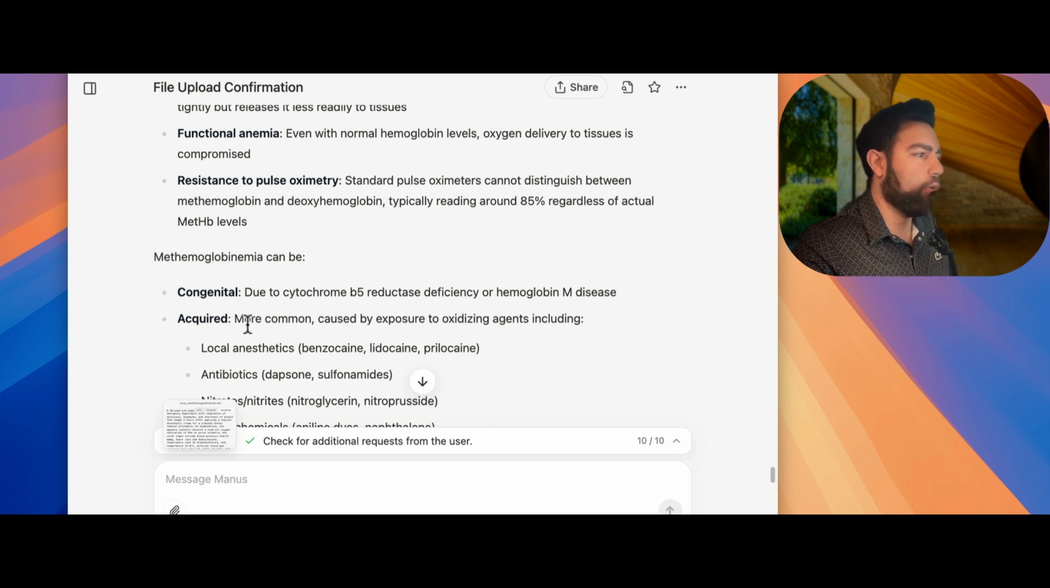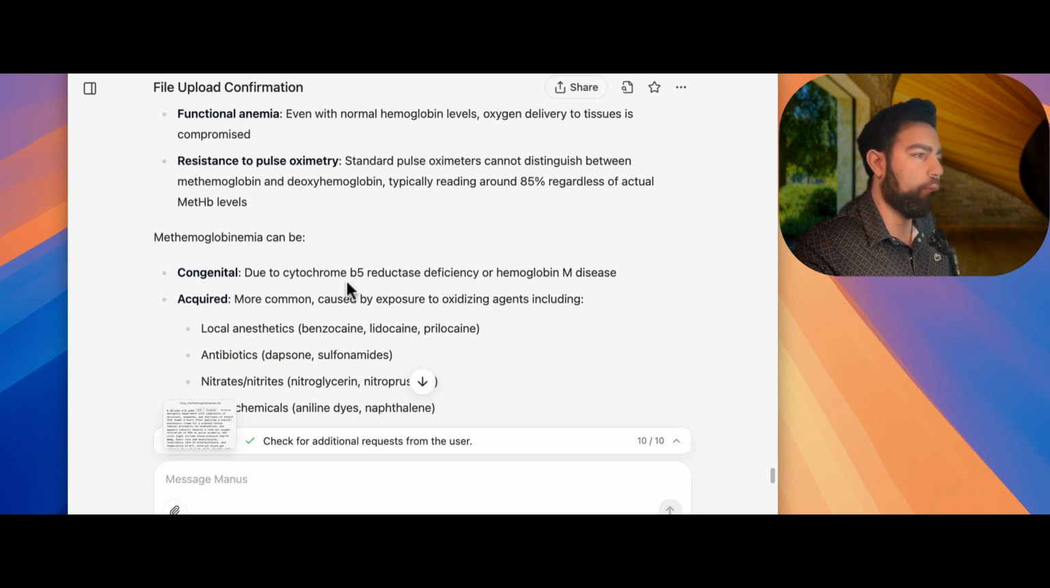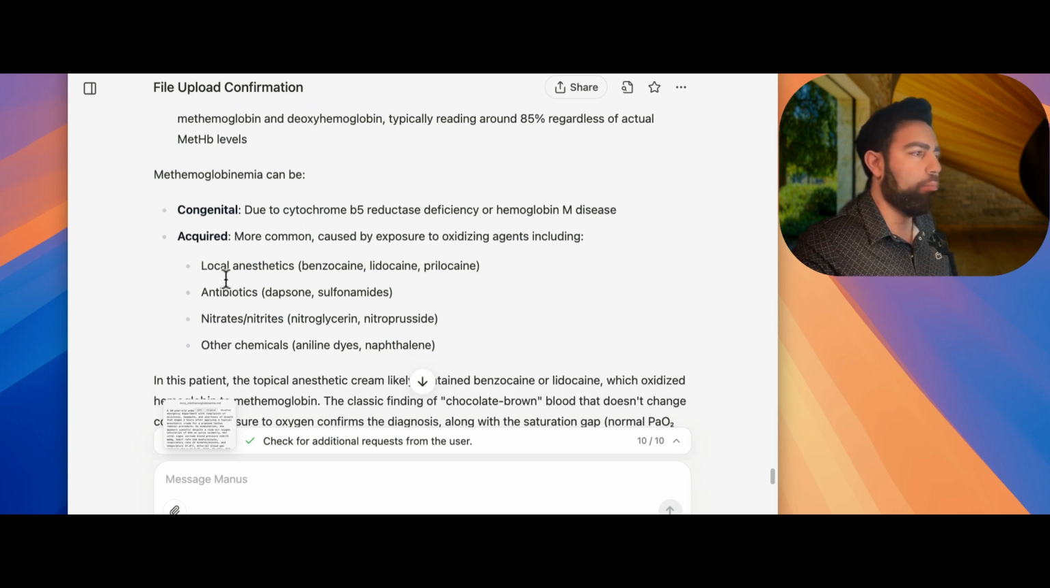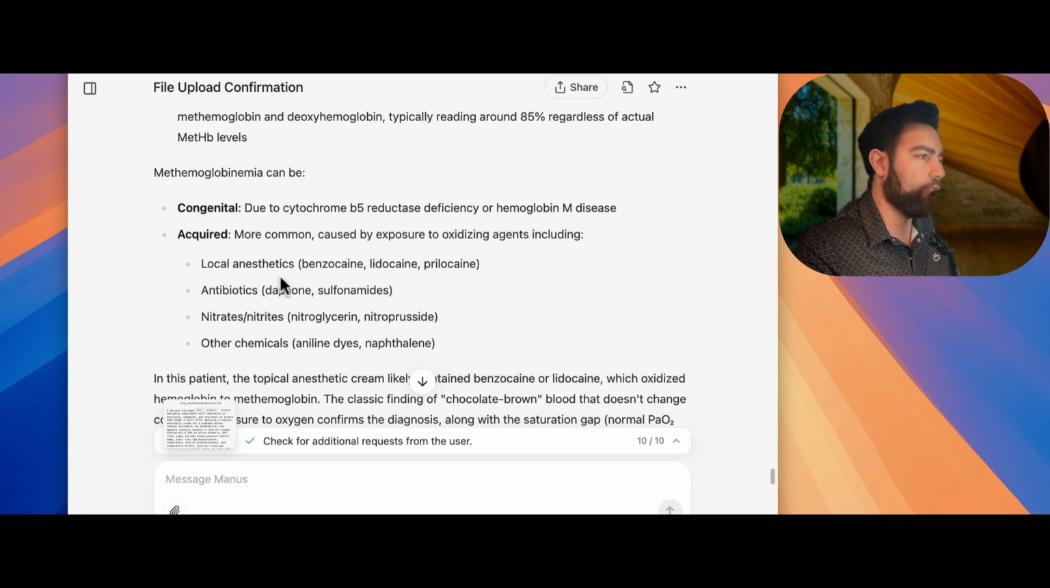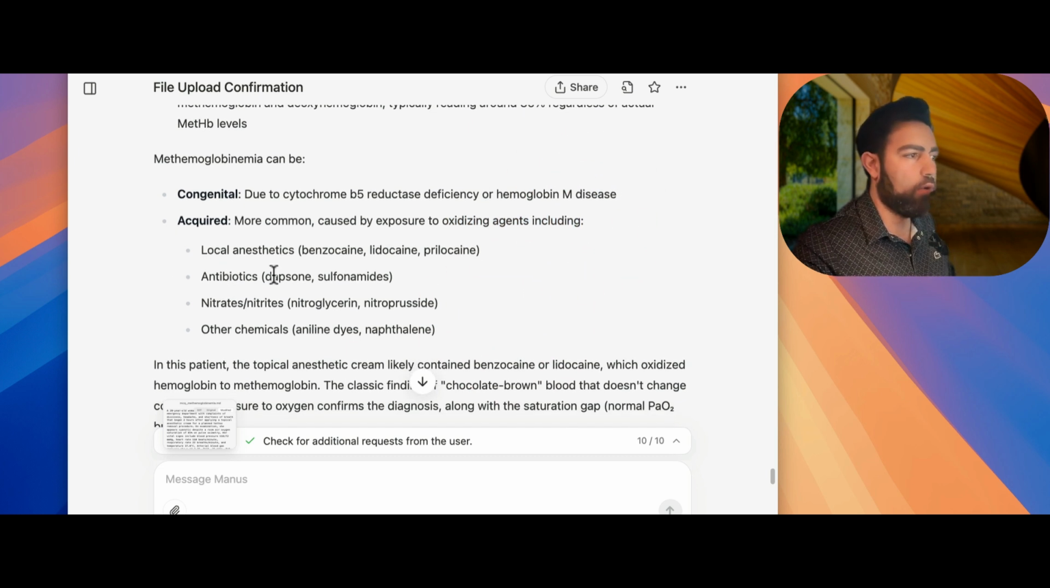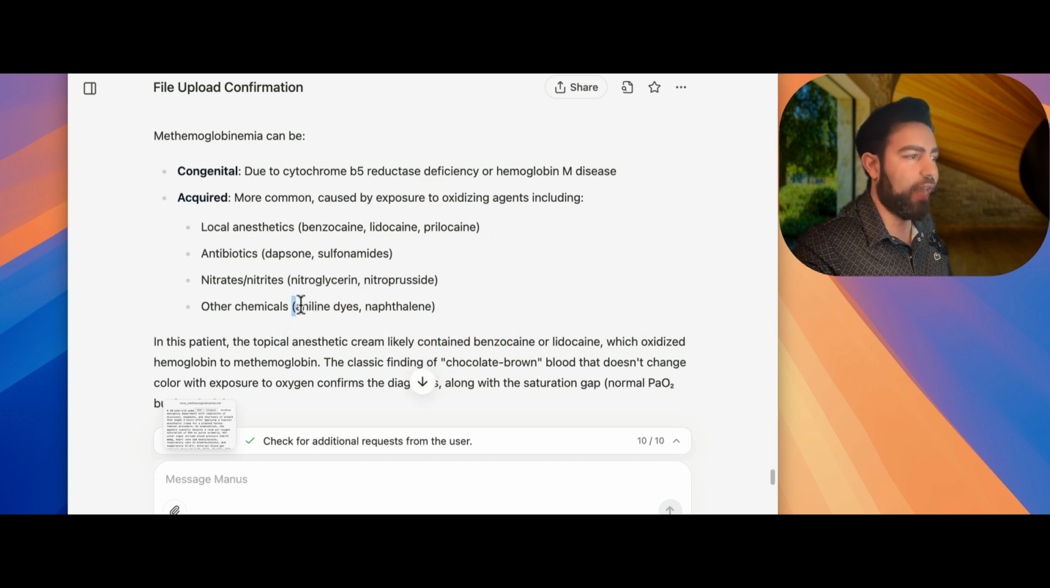Methemoglobinemia can be congenital, due to cytochrome b5 reductase deficiency or hemoglobin M disease, or it could be acquired, caused by exposure to oxidizing agents. Very important, right? So Fe2+ to Fe3+. Local anesthetics such as benzocaine, lidocaine, prilocaine; antibiotics like dapsone, very commonly tested, and sulfonamides, commonly tested; the nitrates and nitrites, nitroglycerin and nitroprusside, commonly tested; and chemicals such as aniline dyes and naphthalene.